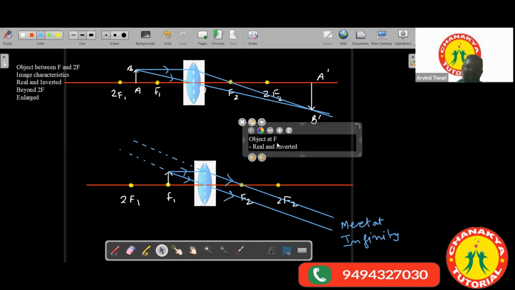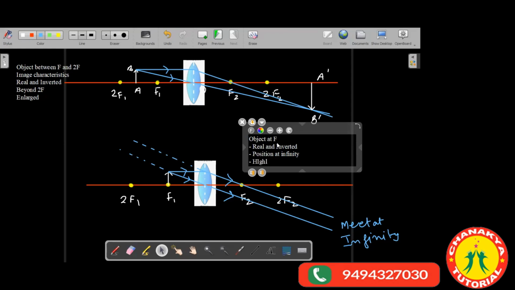And if it is real and inverted, then why are we not able to observe the image? Where is its position? Its position is at infinity. The image is at infinity. And what about its size? Then what can we say about the size? Yes sir, the size is highly enlarged.